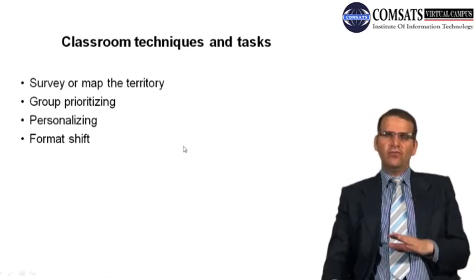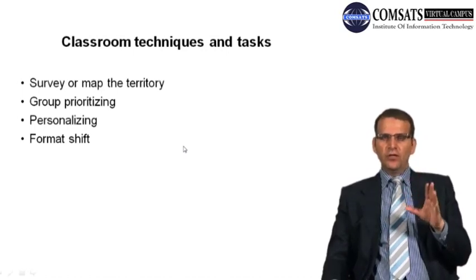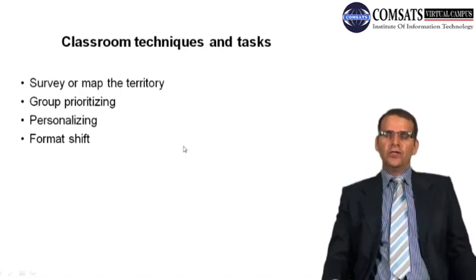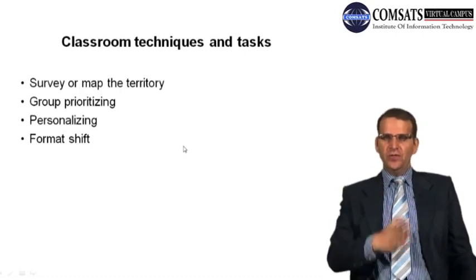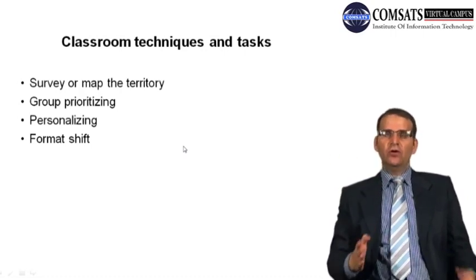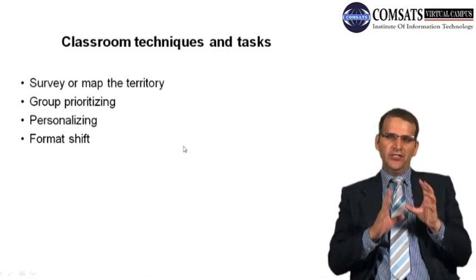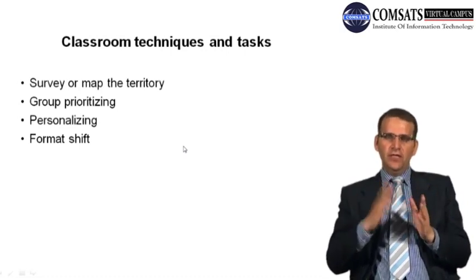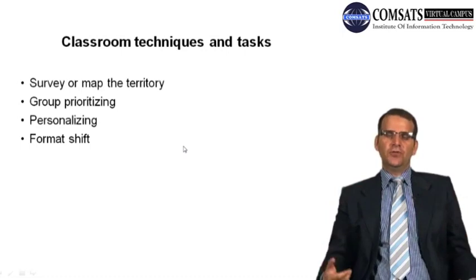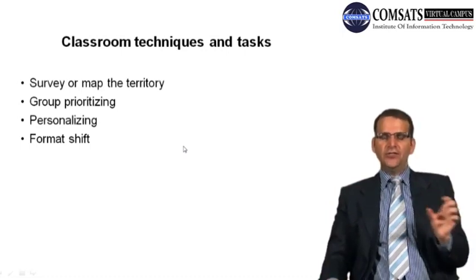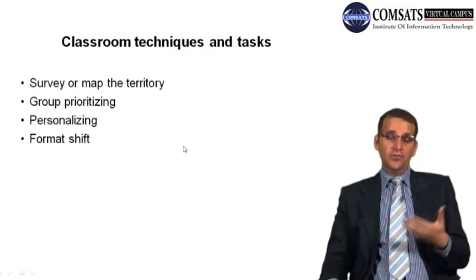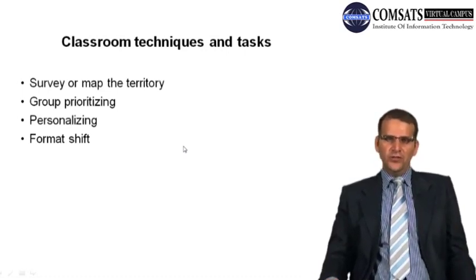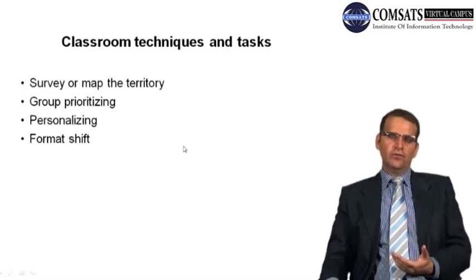You can shift the format. For example, in the book, given list A and list B, match list A with list B. Of course you can shift the format with group A and group B: there are students A and there are students B. Or instead of matching A and B, a third option can be given: match column A and B and write down the sentences which do not match with any of the options. So you can shift the format.